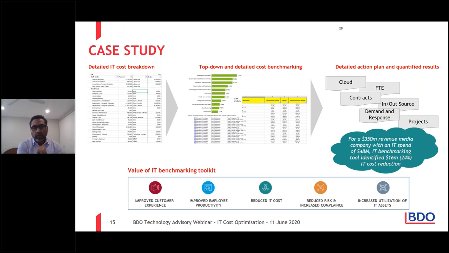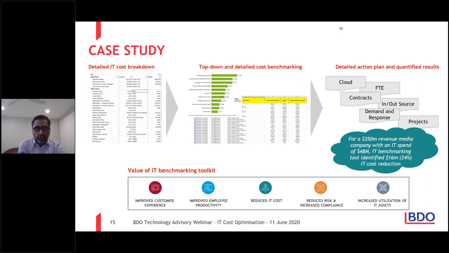And the moment we did that high-level top-down benchmarking, we knew that there is more that we can identify, and we used the detailed analysis to test our hypothesis and get more comfortable that there is value in there. That's where we went line by line into each of the cost items. I started asking questions exactly like some of the questions that we have had in the presentation. And the net outcome was that there was $48 million worth of IT savings that got identified.